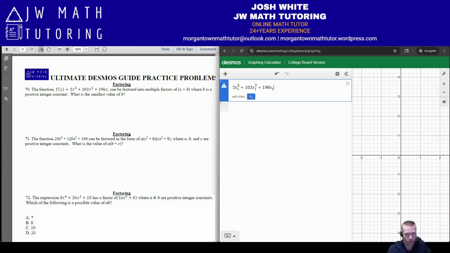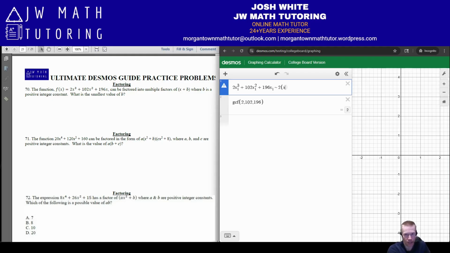First thing, type in my original expression. Next, I need to see if there's a common factor to pull out. So let's do the GCF of 2, 102, and 196. All right, it looks like there is. So I'm going to pull the 2, the common factor, out front here.